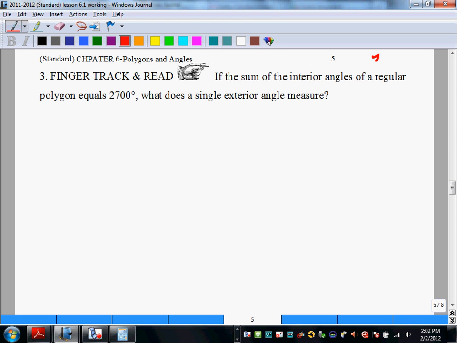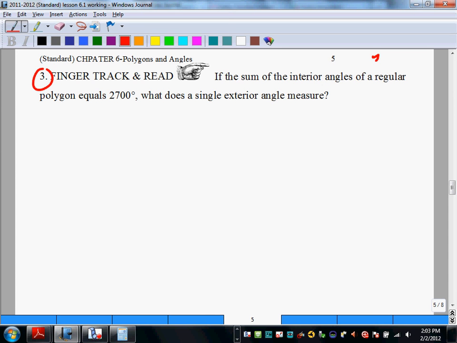Okay, let's do number 3 together. Ready? You be my hand. Okay, Kyle, read for us, buddy. Nice and quick. Finger track and read. If the sum of the interior angles of a regular polygon equals 2,700, what does a single exterior angle measure?